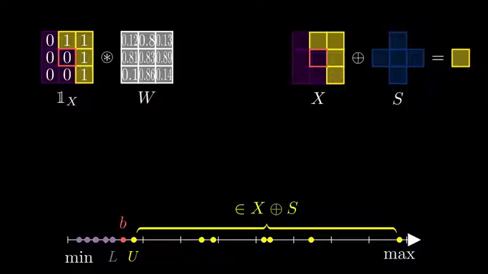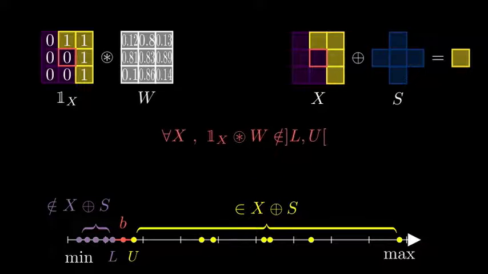We exhibit the morphology convolution equivalence. If the output value of the convolution is higher than b, then the point is inside the dilation. If the convolution output is below b, then the point is not inside the dilation. Moreover, we can see that there is no value between L and U. For any given input, the convolution is either below L or above U.